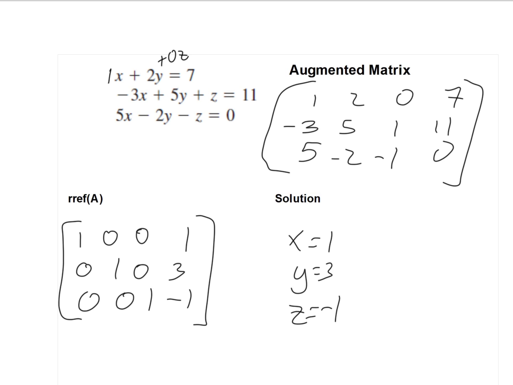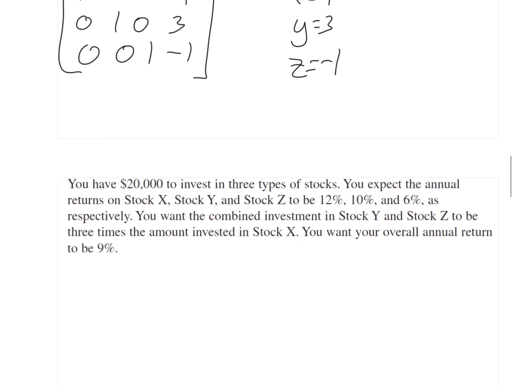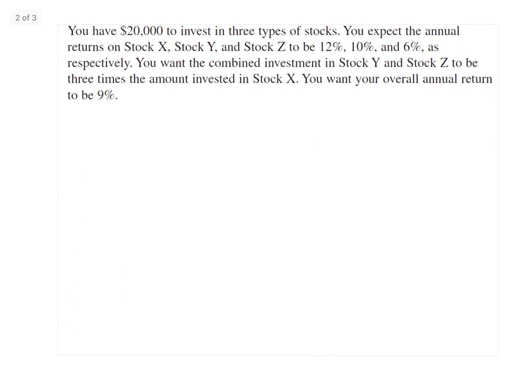What we'll end up doing is using this for applications. In this particular problem, I've got 3 different types of stocks, and I want to find out how much is invested in each of them. Since there are 3 different variables of x, y, and z, I'm going to need to come up with 3 equations. That's something to look forward to in the next set of notes.